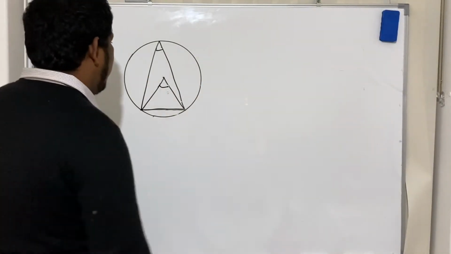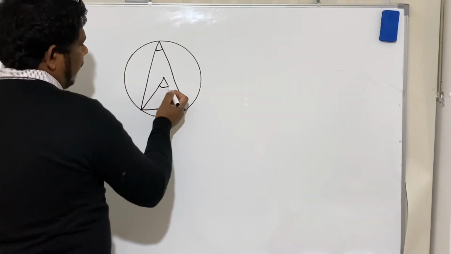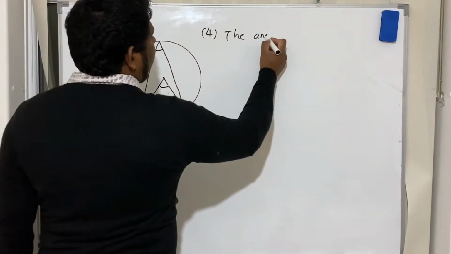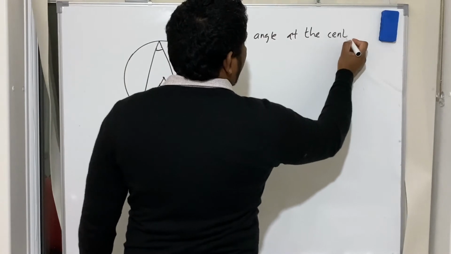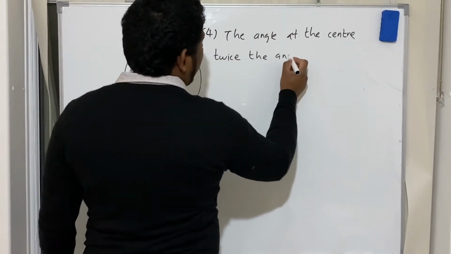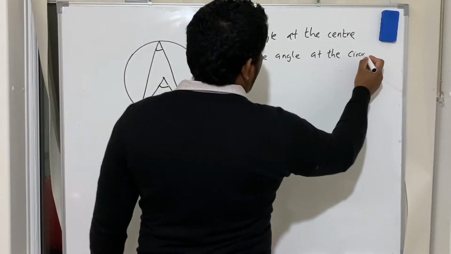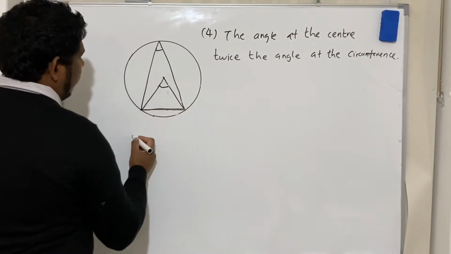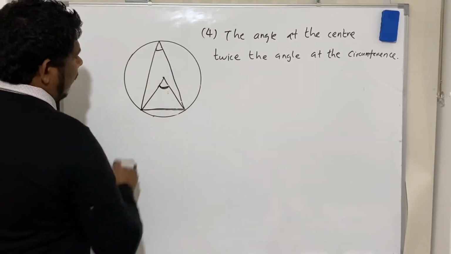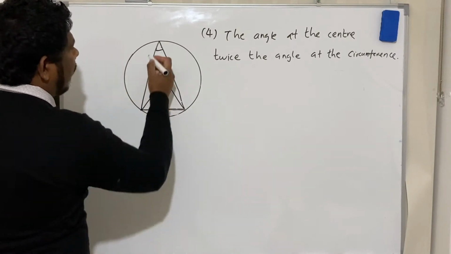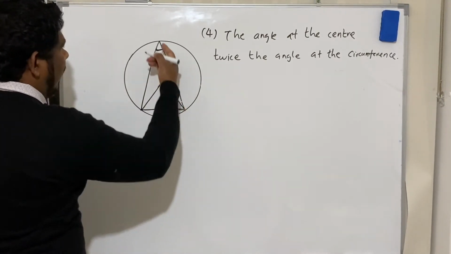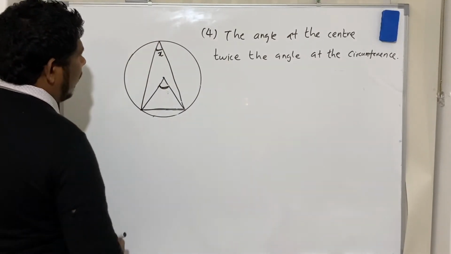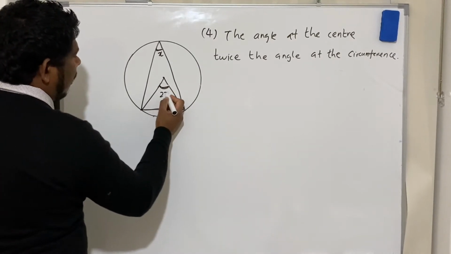Now it's the fourth law. The angle at the center is twice the angle at the circumference. So you can see this chord makes an angle at the center. It is double the angle that the same chord makes at the circumference. So if we say this is x, this angle is going to be 2x.